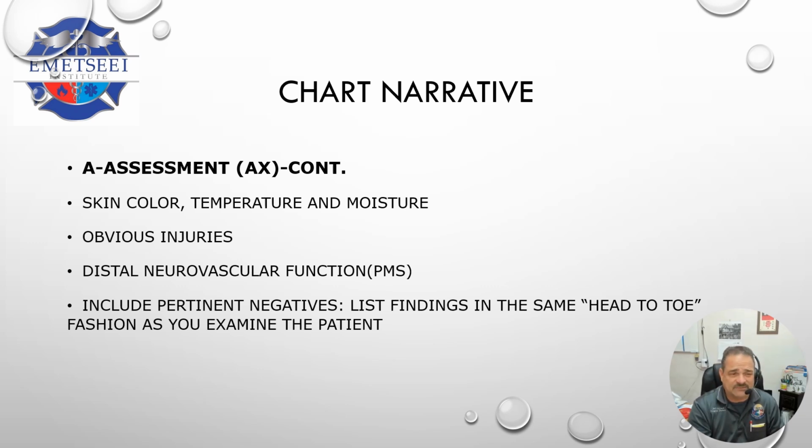Include those PERT negatives in the findings, the same as the head to toe fashion as you examine. So starting with the head, eyes, ears, nose, and throat, neck, chest to include the clavicles, listen to lung sounds, give that information. Move down to the abdomen, all four quadrants. Move down to the pelvis. If it's a urological or gynecological issue, make sure you cover that in that time.